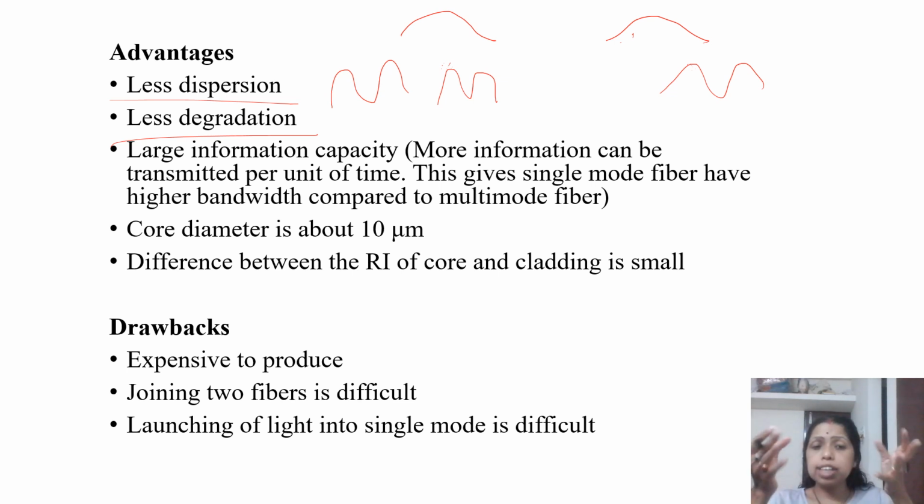And the drawbacks are that the core diameter is very small in the case of single mode fiber, so it is very difficult to design. In launching the light, only a single ray should propagate through the fiber, so launching the light is difficult, and it is also expensive and difficult to fabricate. The main advantages are that lots of data can propagate through the fiber, the entire information can be obtained at the other side of the fiber, and there is less degradation and less dispersion.